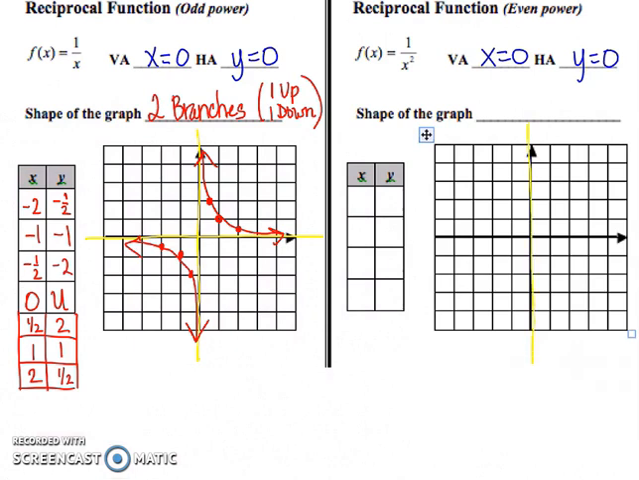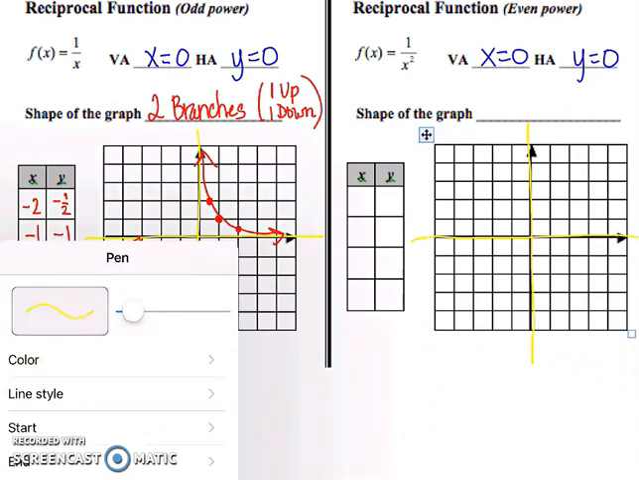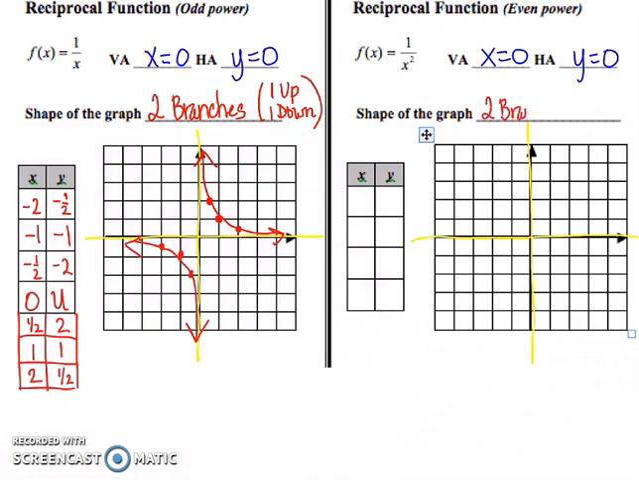Kind of highlighted lines. And then the shape of my graph this time is still going to be 2 branches. But this time my 2 branches are going to be both up. Okay, so I'm going to go ahead and add 3 more boxes here in my table. And I'm going to choose the exact same x values as I did before. Negative 2, negative 1, negative 1/2, 0, positive 1/2, positive 1, and positive 2.